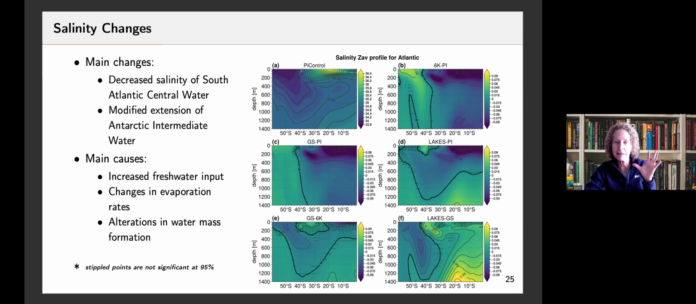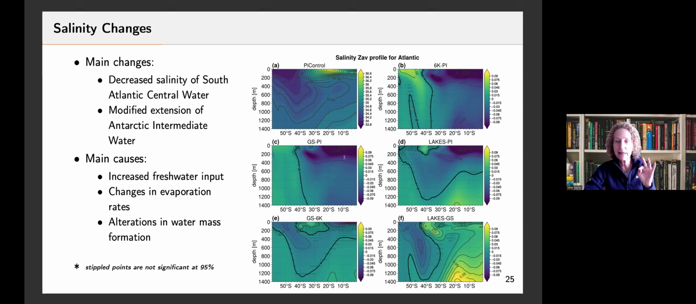And then this is a distribution of the salinity profile. And then we can see the significant differences associated with the experiments where we changed and added forcing. So this is just the orbital, the 6K minus PI. We can see a decrease in salinity south of the Atlantic Central water. The Atlantic Central water is this yellowish, closer to the surface expression of salinity. And we have a modified extension of the Antarctic intermediate water.